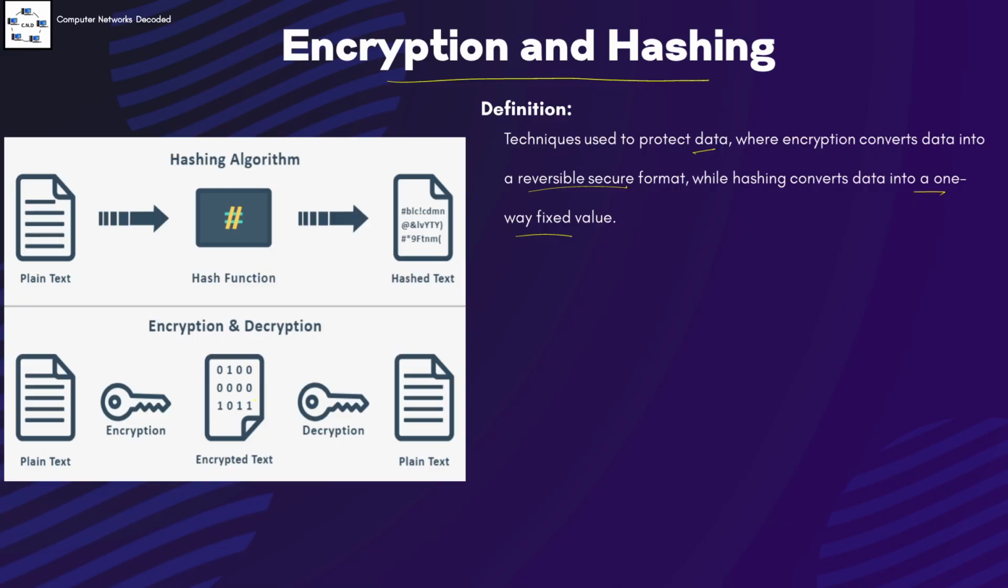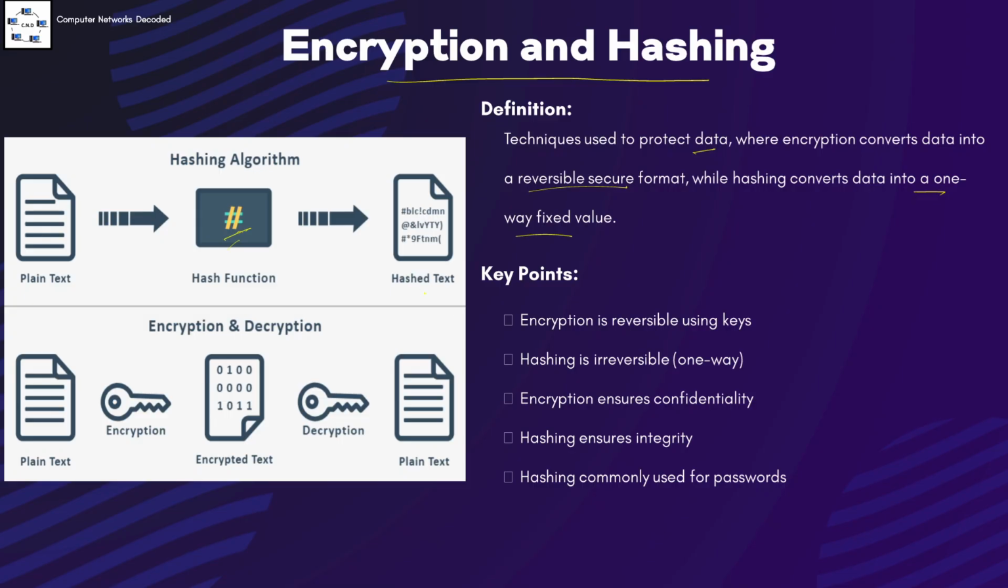In encryption and decryption we use keys, while in hashing we do not use keys, we only use a hashing algorithm. Key points are that encryption is reversible using keys, while hashing is irreversible, it is one way, and it does not use keys, it only uses a hashing algorithm. Encryption ensures confidentiality, and hashing is used for integrity. It ensures that data is not changed or tampered with without authorization, and hashing is commonly used for securing passwords.